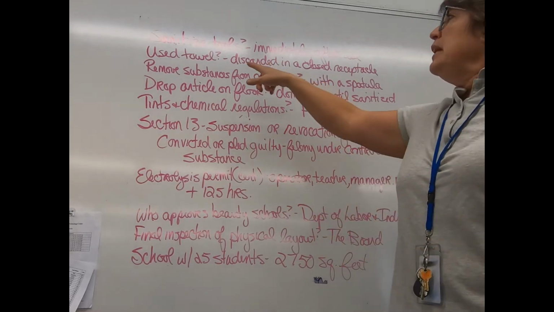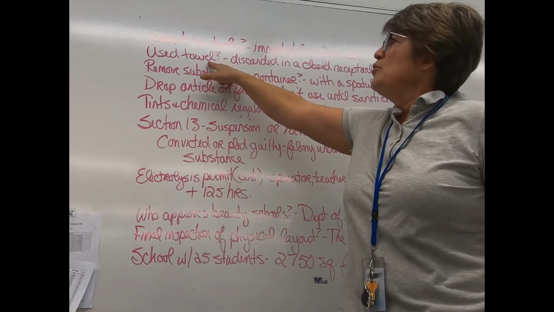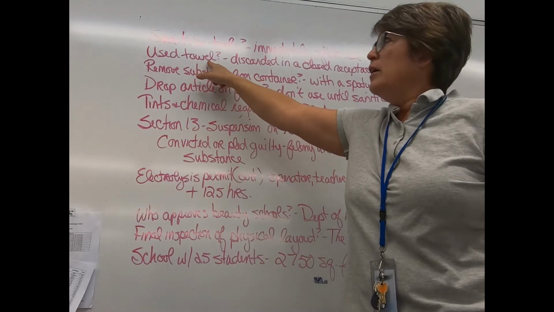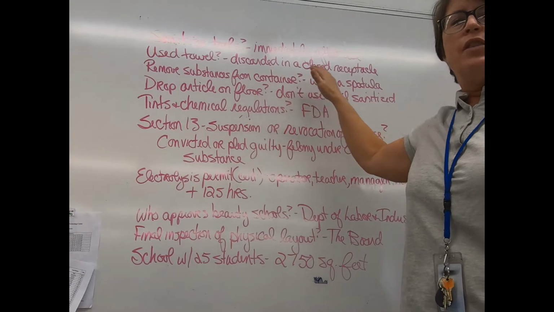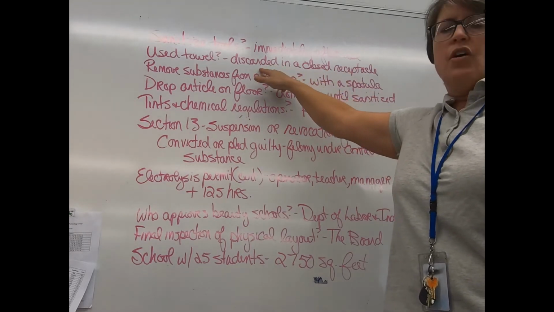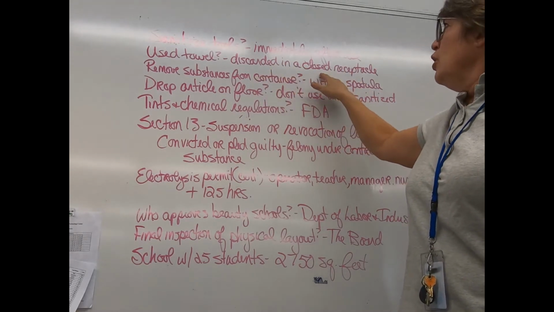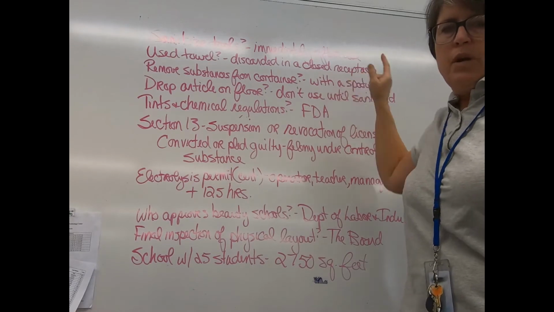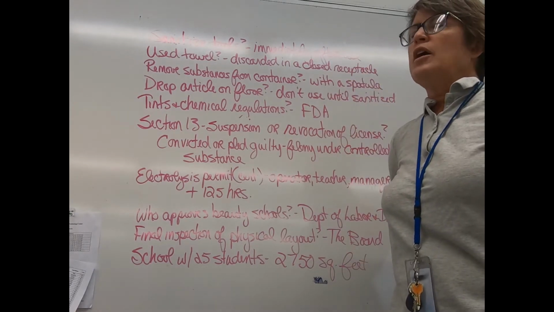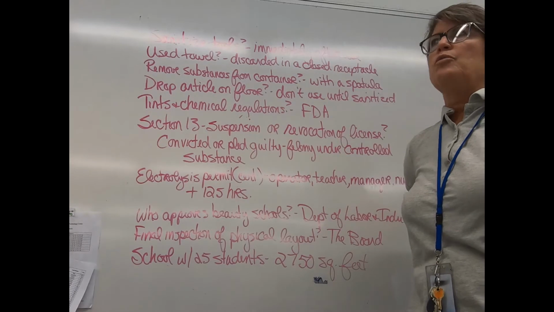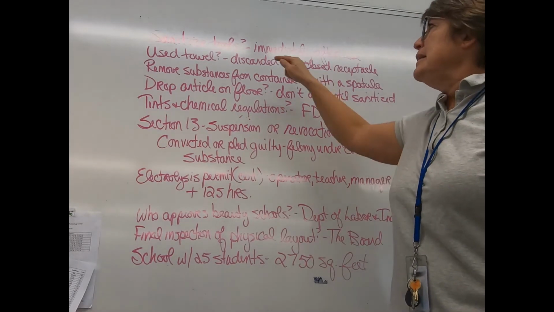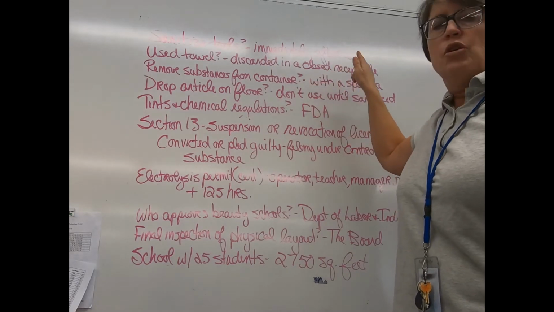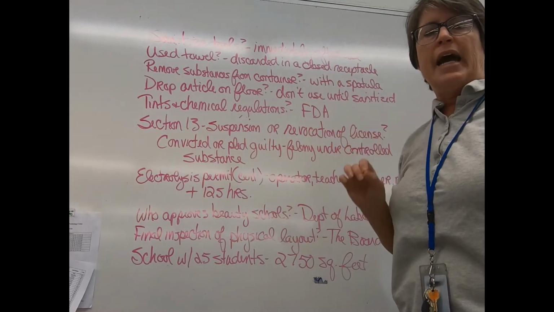So you're gonna see, what do you do with a used towel? So you have a towel that you used on somebody. Okay, now look at this. You have to know this language. Discarded in a closed receptacle. Okay, so when you get to state boards, it's not going to say throw them in a bin or throw them in a laundry basket. It is discarded in a closed receptacle. So it's good to know that exact wording.